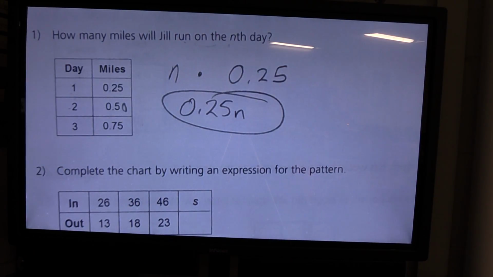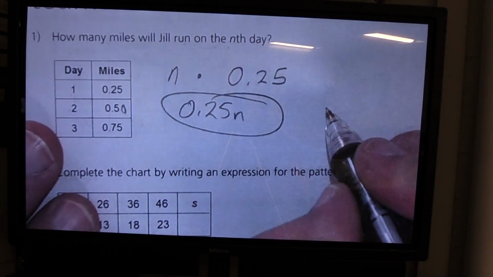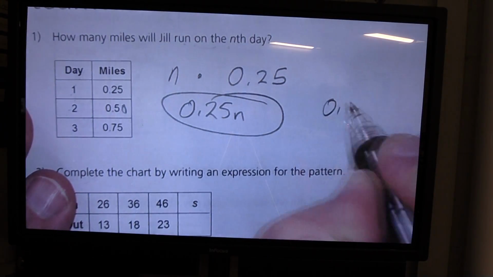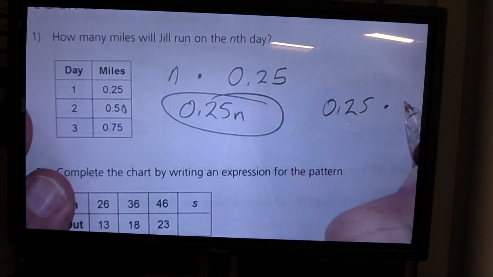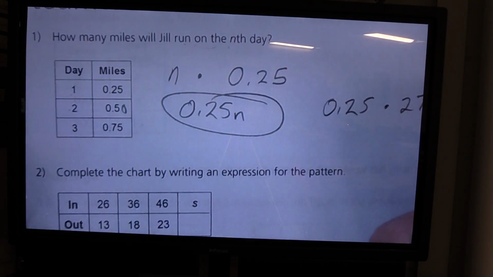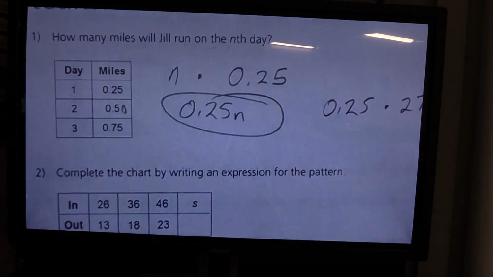So if we wanted to know 27, a minute ago somebody was saying, well, you can maybe divide by 4, and that would tell you how many miles, but 27 we said was not a multiple of 4, so it wouldn't work. Let's test it. So we could say 0.25 times 27. And that would give us how many miles she ran.